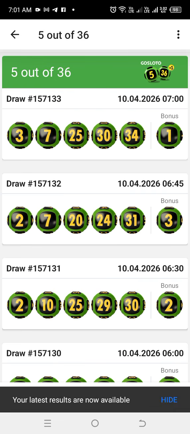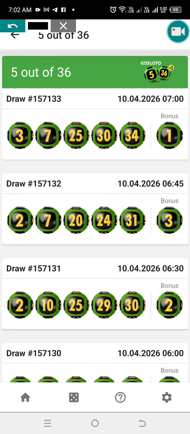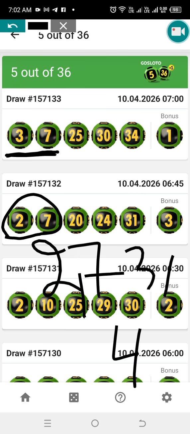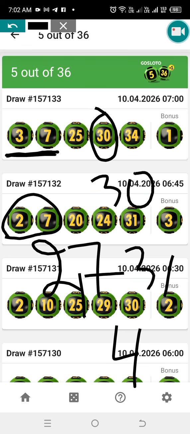You can see that I just refreshed so that we see the next draw. The next draw, you can see that we supposed to get 7, 3. 3, 7. Remember our code was 27. Now 27 is sitting here. Then you have a 2 and a 7, and we have also 3 and 4 as a pending number. And then you have a 30. 30 came again. So our strategy worked and the three numbers came out.